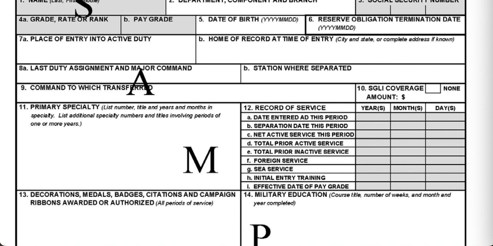UCC 3-104 gives us the definition of a check. If you don't believe me, look it up. We'll look it up real quick, but I'm just going to tell you real quick. UCC 3-104 gives us the definition of a check. Remember, this is important. This is going to come up later. What is a check? I'm asking you right now, what is a check? I want you to think about it.